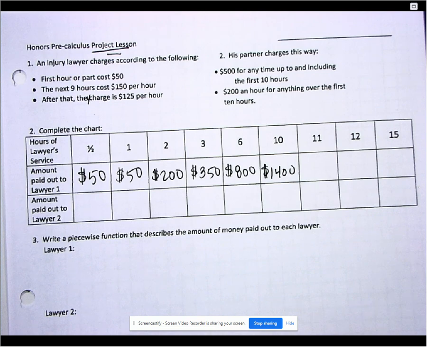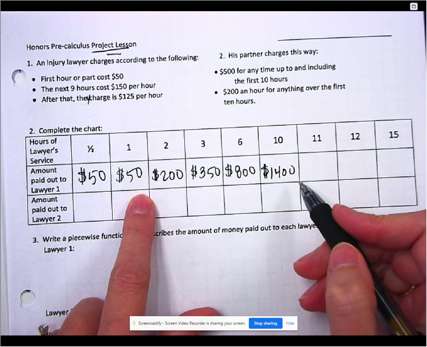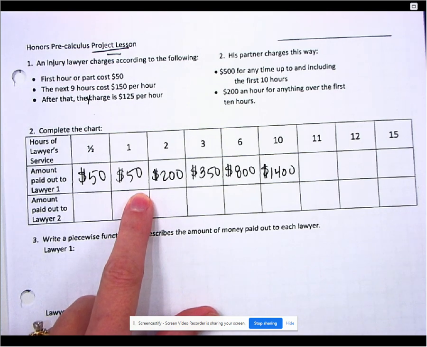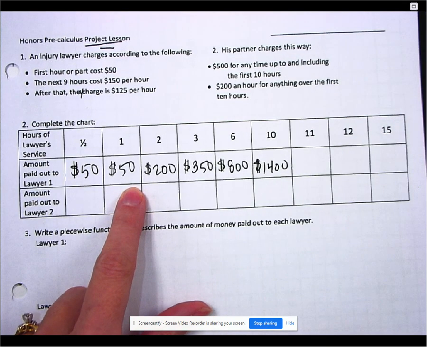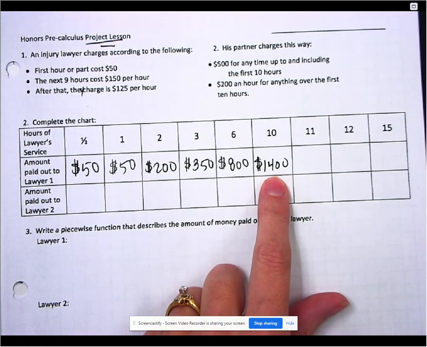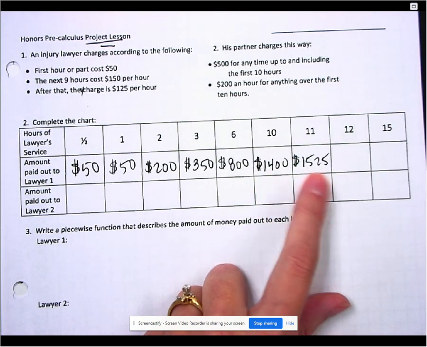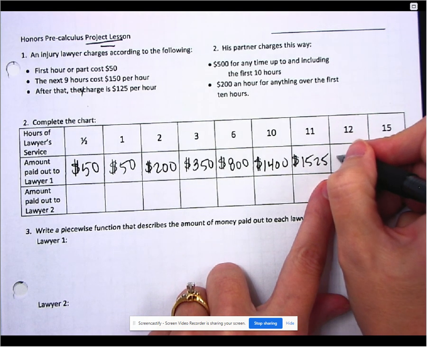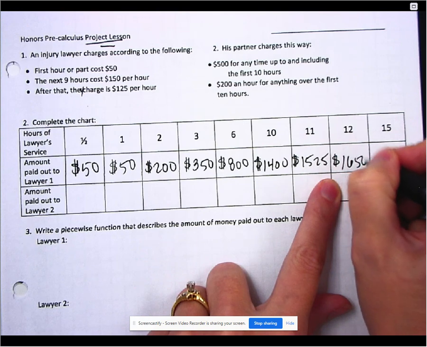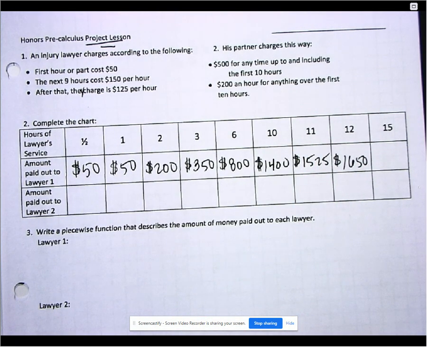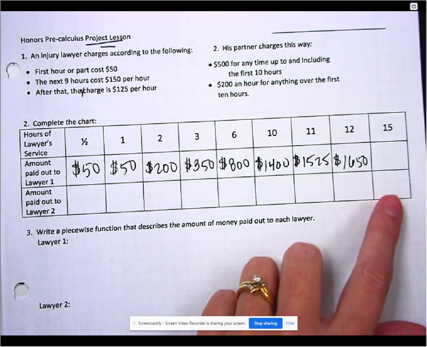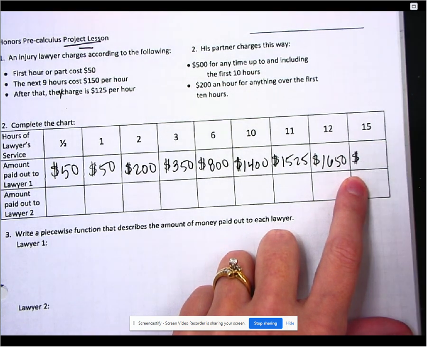Oh, wait. Sorry, just kidding. That takes care of the 9 hours after the first hour. After that, they're only charging $125 per hour. So if you need past 10 hours, you get a little bit of a discount. For the 11th hour, we would add $125 to that 10. Then we would add $125 for the 12th hour. And then there's a 3-hour span between 12 and 15, so we would add $375 for that span.